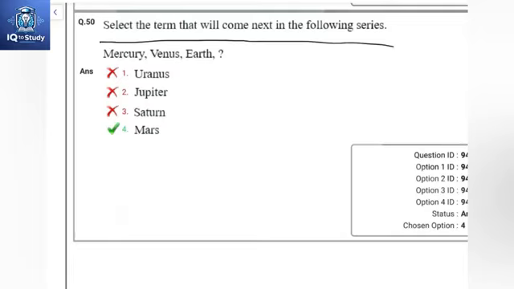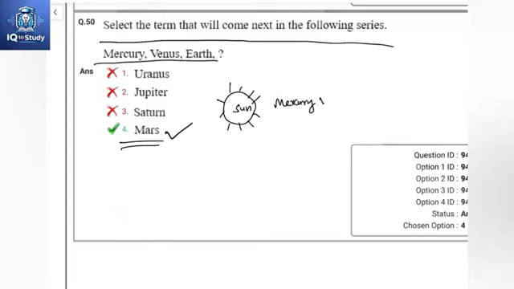Select the term that will come next in the following series: Mercury, Venus, Earth, and question mark. The answer is Mars, option number 4. Here is the order of planets, starting nearest from the Sun and going away in the solar system. It is like Mercury, which is nearest to the Sun, and then Venus, and then Earth, and then Mars.